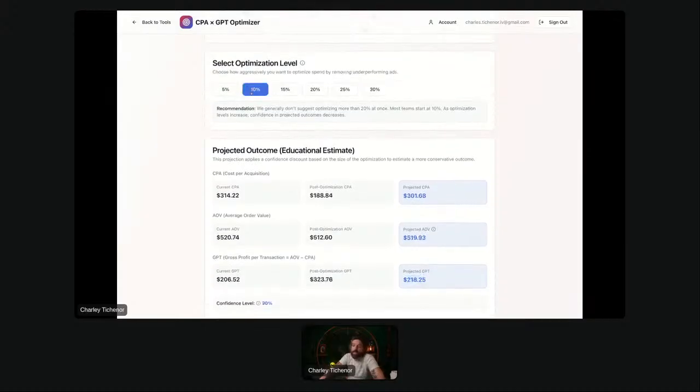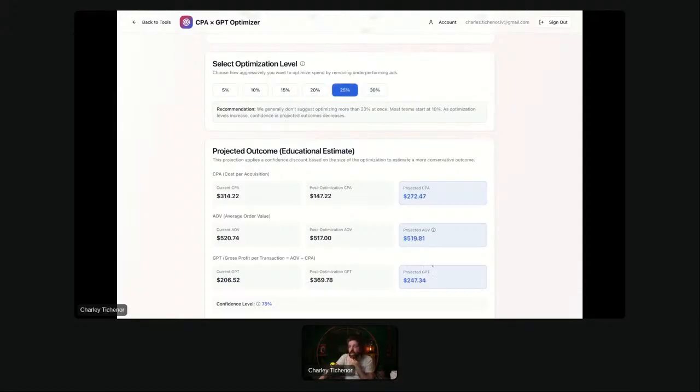So let's say we only want a 10% improvement. Okay, now our optimization at 10% looks a lot better. We can cut the CPA, we don't sacrifice too much on the AOV, and our GPT gets better. Okay, now we know that being too aggressive is bad, but we could be more aggressive. How aggressive can we be before it breaks? 25. Okay, the 30% is when it gets bad.